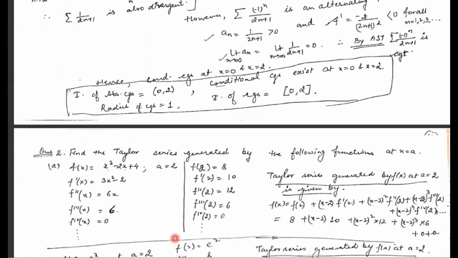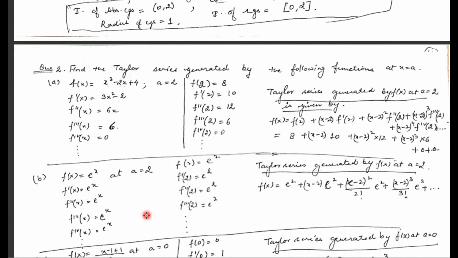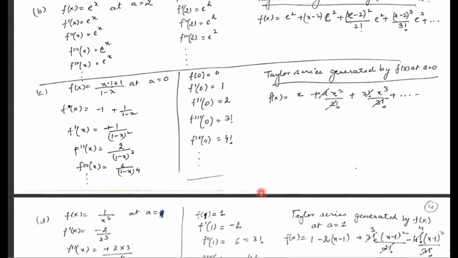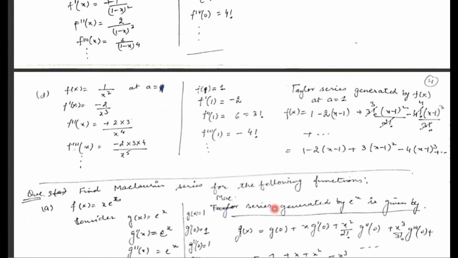Then the next question is: find the Taylor series generated by the following functions at x equal to a. This is our function. A is 2. First of all, find the higher order derivatives, then find the values at 2. Substitute in the formula, and you will get the Taylor series generated by this function at this point. The same way for e to the power x, x upon 1 minus x, and 1 upon x square. Just find the higher order derivatives, find their values at the given a, then substitute in the formula, and you will get the Taylor series.